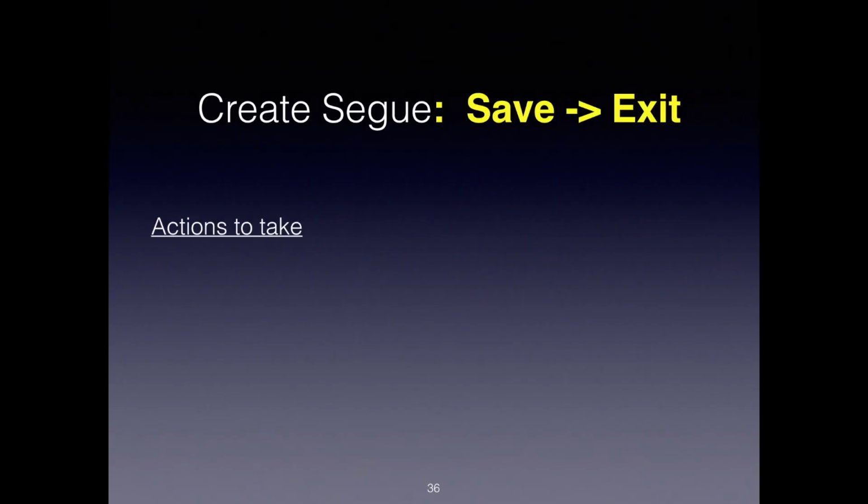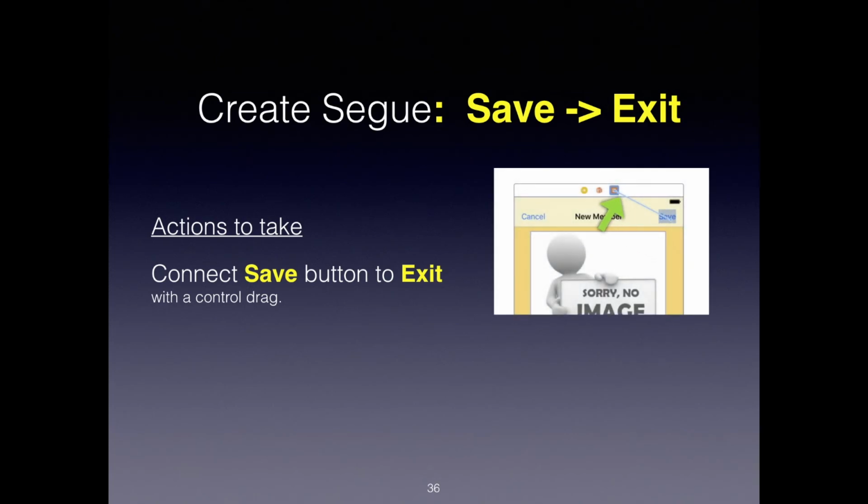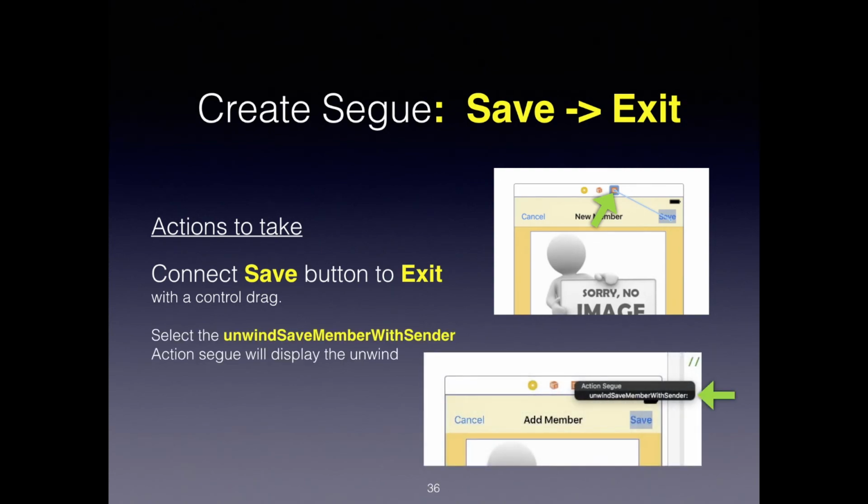Now, we need to physically create the save. So we're going to essentially control drag the save to the exit button, which is this one right here. And because we already created that unwind in the table view, our action segue will find it and display it. So this way you can see that an unwind to exit can take you anywhere you want, because no matter where in your project you have the glove waiting to catch the unwind, it will go there.